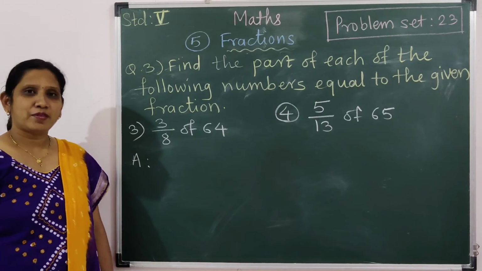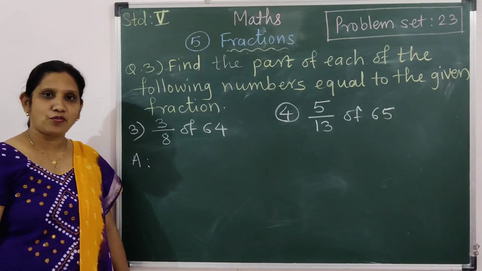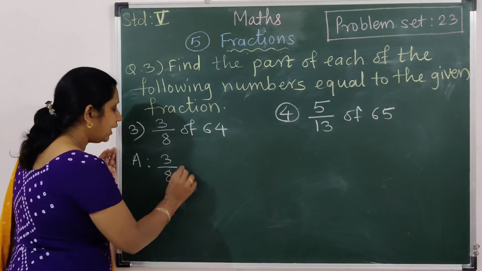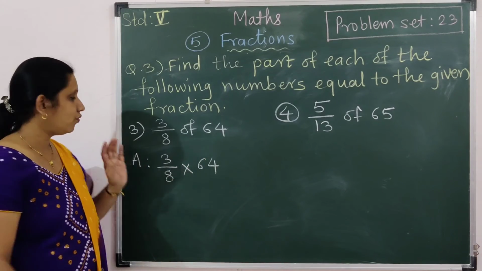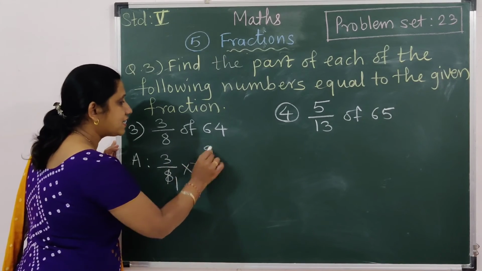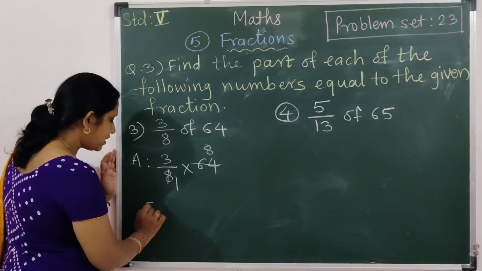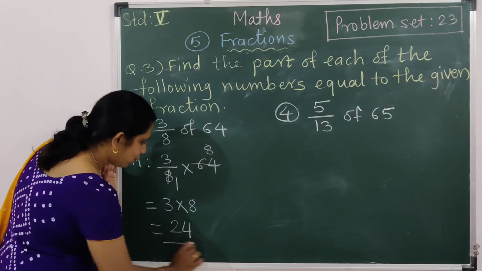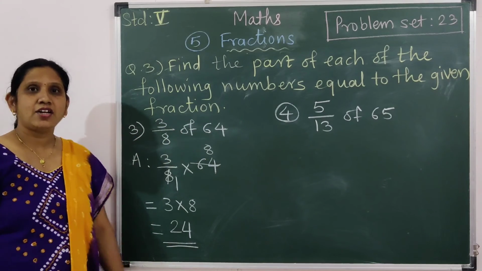Let us solve sum number 3. 3 upon 8 of 64. Again here in place of the word "of" we are going to use the multiplication sign. So 3 upon 8 into 64. Again 64 means 64 upon 1. We can do these cancellations. 8 ones are 8. 8 8s are 64. Children, you must know the tables very well. So which is equal to 3 multiplied by 8. 3 8s are 24. This is your answer. So 3 upon 8 of 64 is 24.